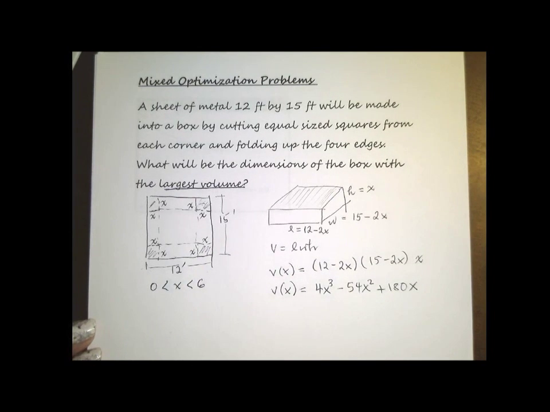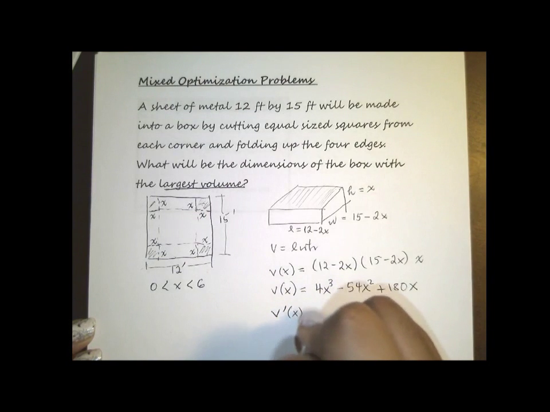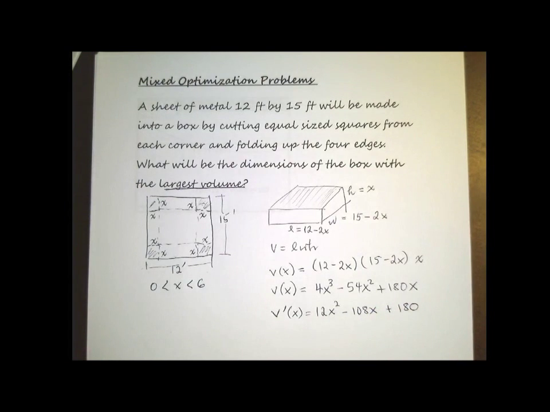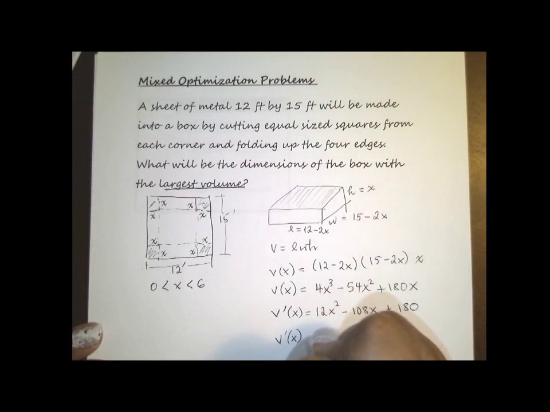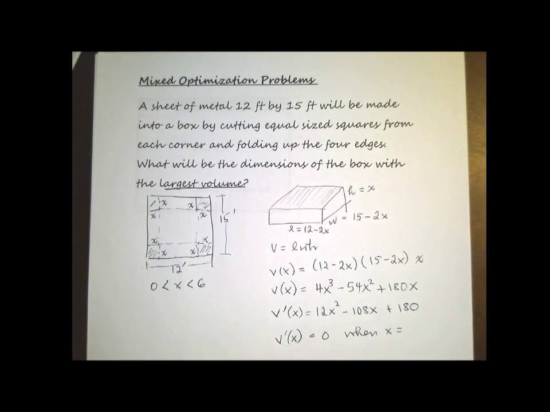My next step in solving this problem is to find the derivative. V prime is equal to 12x squared minus 108x plus 180. That is my derivative. I need to set the derivative equal to 0 to find the critical points. And notice that since this is a polynomial, the function will never have a value of x where the first derivative is undefined.